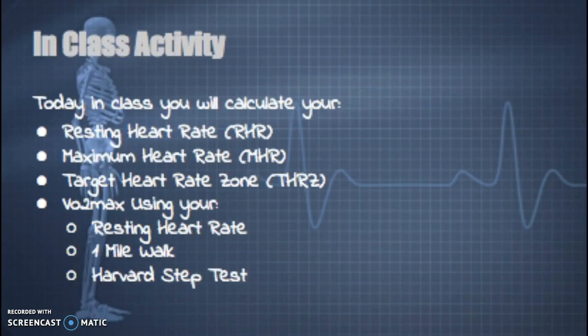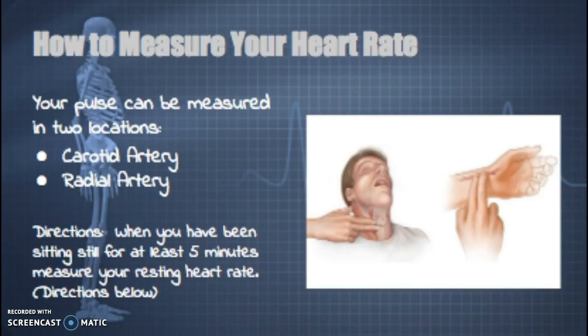So today we're going to be taking some estimates of what we think our VO2 max is, okay? We're going to do those through 3 different tests. We're going to do the resting heart rate test, the 1 mile walk test, and the Harvard step test. The first thing that we need to do is measure our heart rate, all right? Remember, we can find our pulse in 2 locations, our carotid artery and our radial artery, okay?